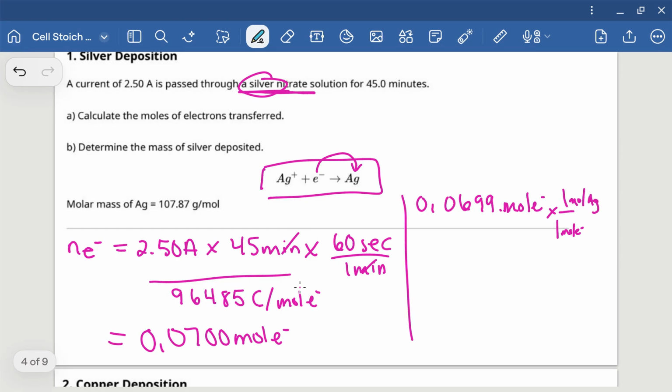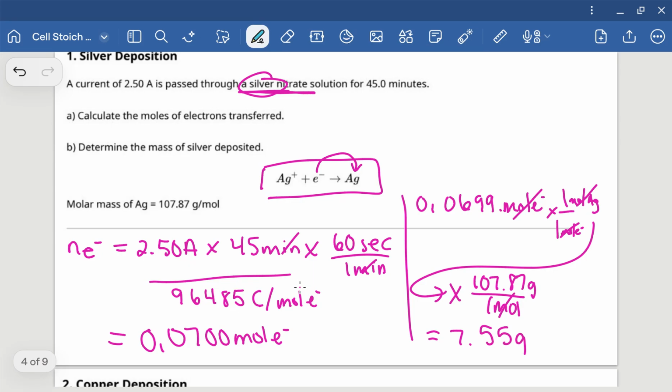I'm running out of room, so I'm going to continue down here. Then I'm going to multiply this by my molar mass of silver. This worksheet is nice to us and gives us the molar mass, so we don't need to look it up, but it's in our data booklet if we need it. You'll see the moles of electrons cancel, the moles of silver cancel, and what you're left with is grams of silver, and that will end up being 7.55 grams. So that's our first example.